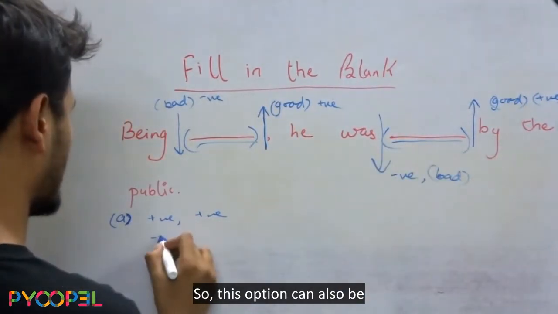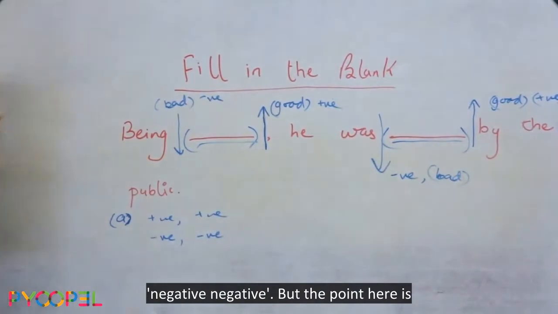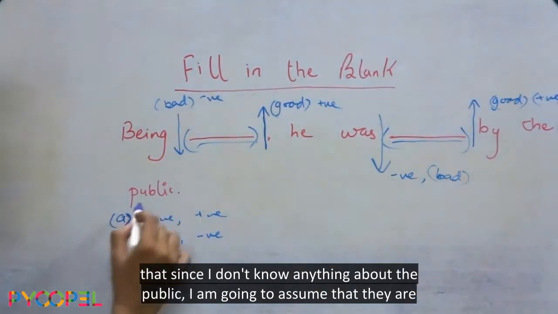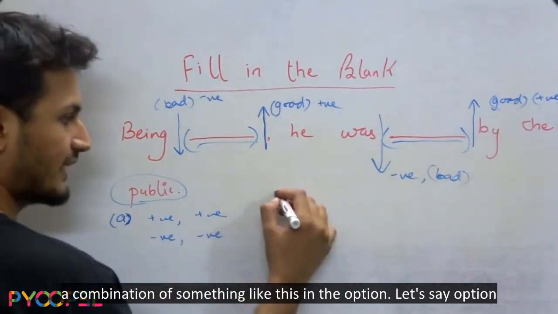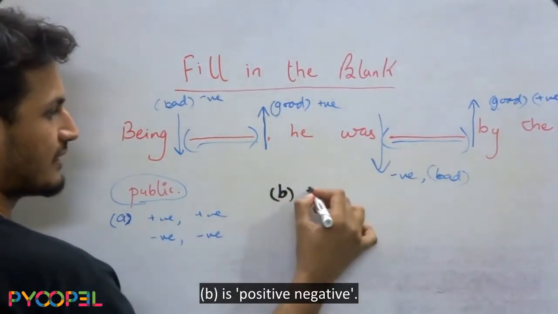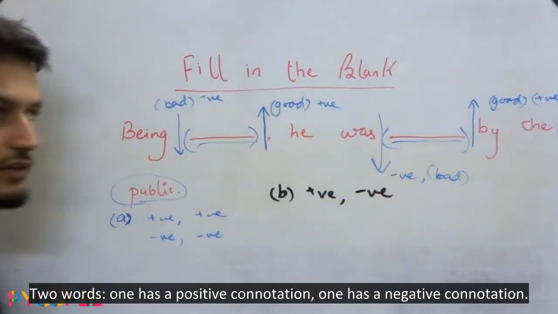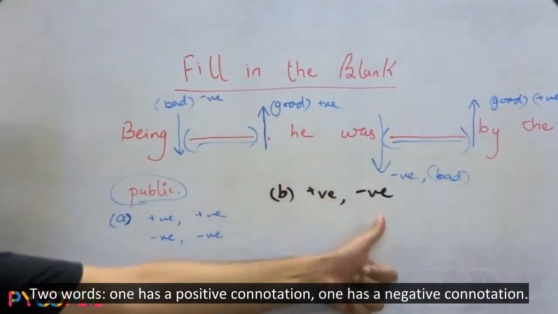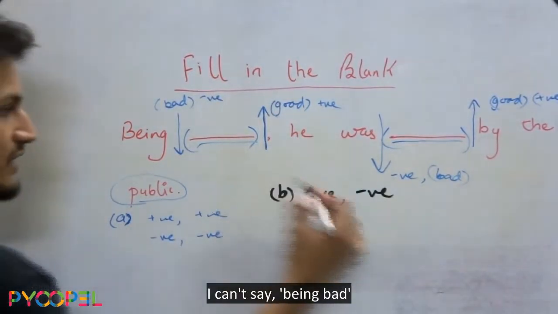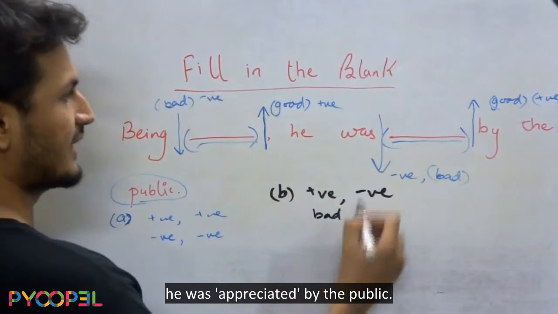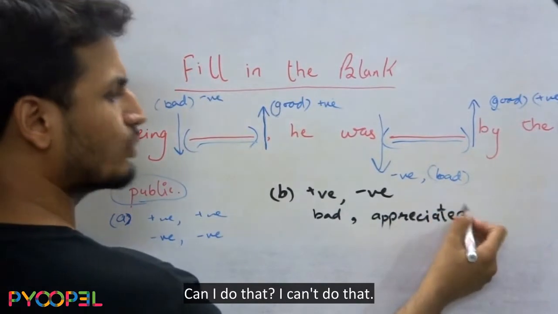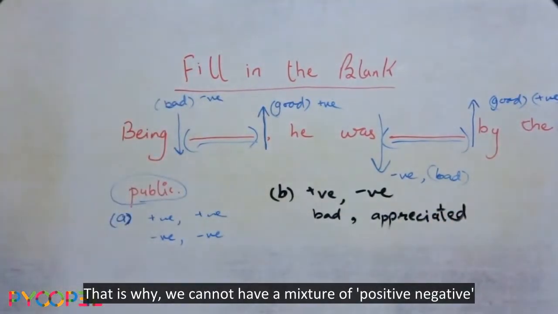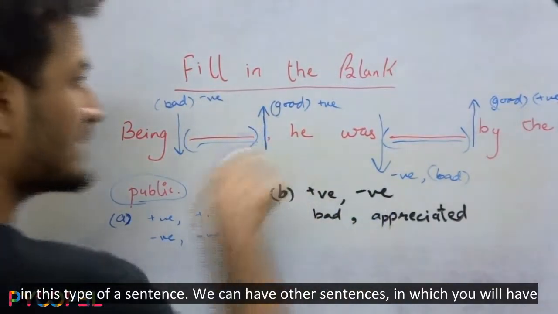Right? So this option can also be negative, negative. But the point here is, since I don't know anything about the public, I'm going to assume that they are normal public. So I cannot have a combination of something like this in the option. Let's say my option B is positive, negative. Two words. One has a positive connotation, one has a negative connotation. I cannot say being bad, he was appreciated by the public. Can I do that? I can't do that. That is why we cannot have a mixture of positive, negative in this type of sentence.